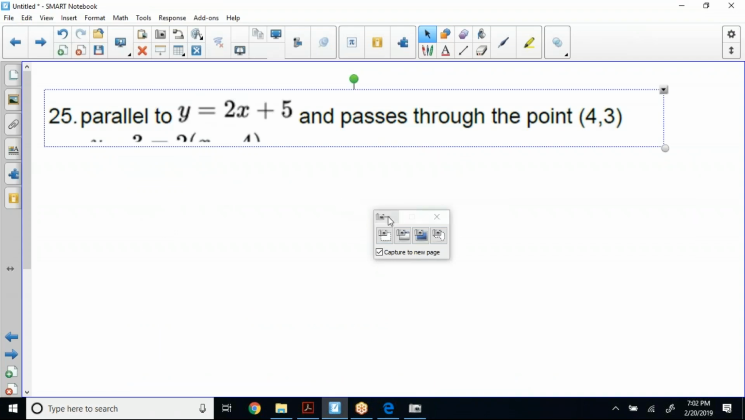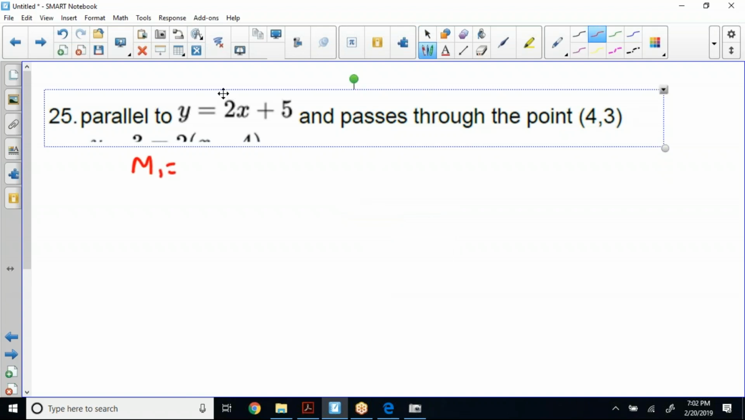Parallel to y equals 2x plus 5 and passes through the point (4, 3). If they're parallel, guys, line 1 slope happens to be 2 over 1. If they're parallel, then the slopes of these lines better be the same, which is nothing more than 2 over 1. I write them out as a fraction because guess what? If I've got to say the perpendicular, then it's the opposite or negative reciprocal, right?